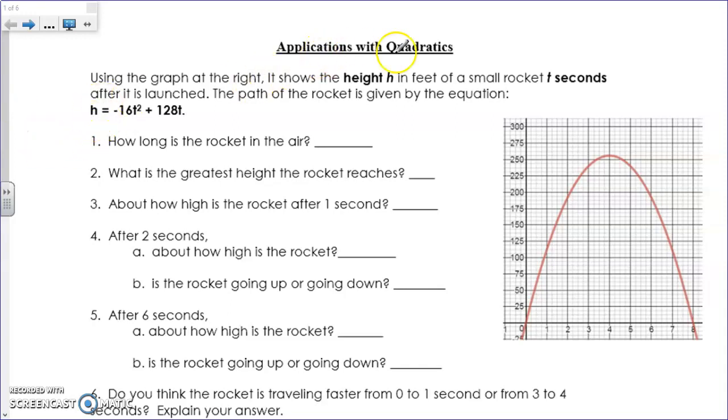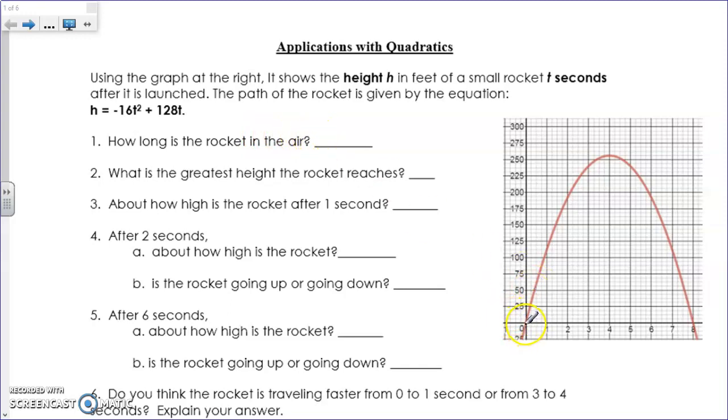Alright guys, today we're going to do applications with quadratics, so that means we're going to put this into real life application problems. We're going to use the graph at the right. It shows the height in feet of a small rocket after it's launched for t seconds. This is the formula it gives us, showing that the y-intercept is 0. So how long is the rocket in the air?